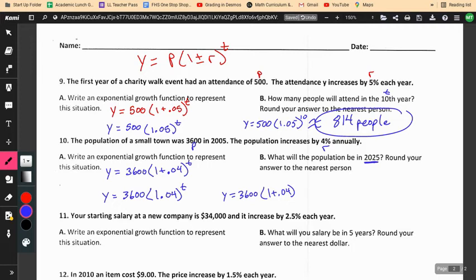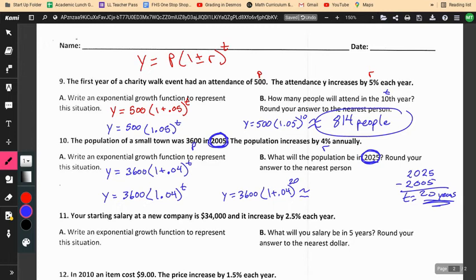It says, what will the population be in the year 2025? Okay, well, our initial year was 2005. Now I want to know the population in 2025. So essentially I'm subtracting and finding the difference of those two, which is just 20 years. So there's a gap of 20 years. So that tells me my time. So I raise this to the power of 20. Okay, so what is that going to estimate to?